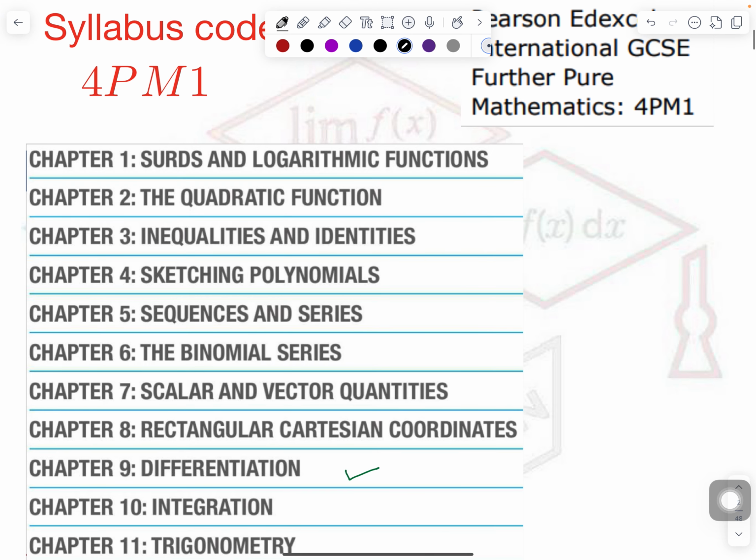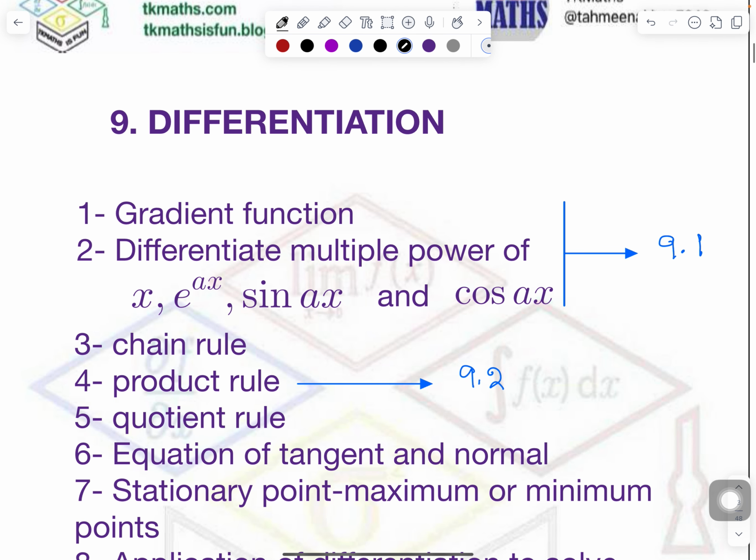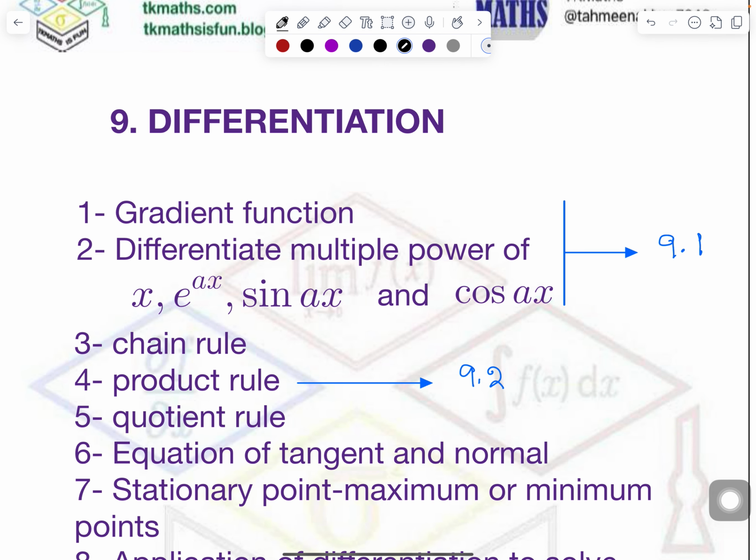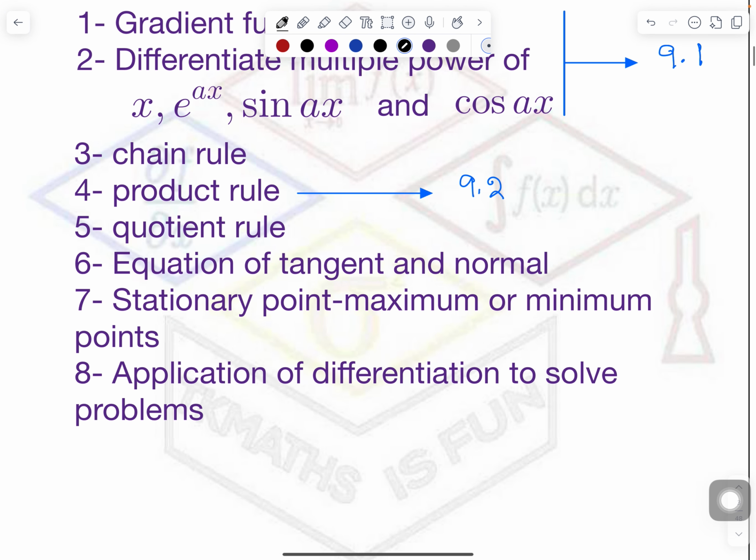So let's continue. We have reached this point, differentiation now. And in this video, we are covering the product rule. You can find the link in my playlist and the description below for the videos I have made before. So let's start the product rule now.